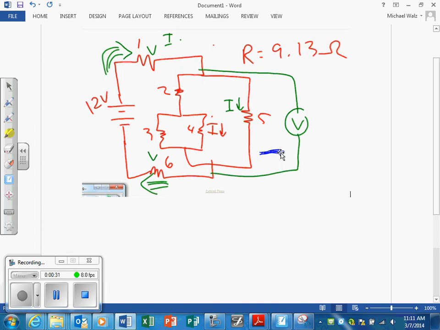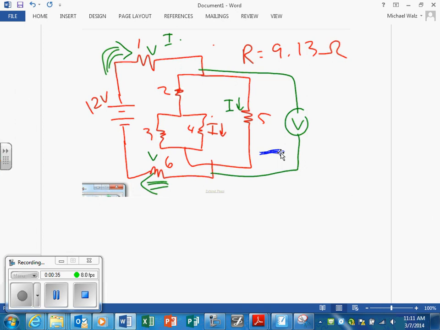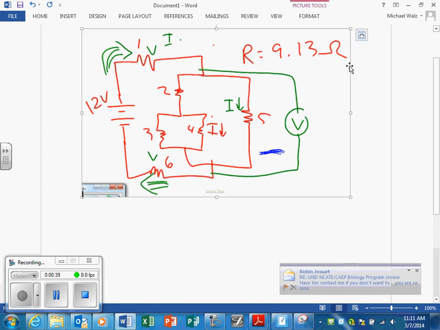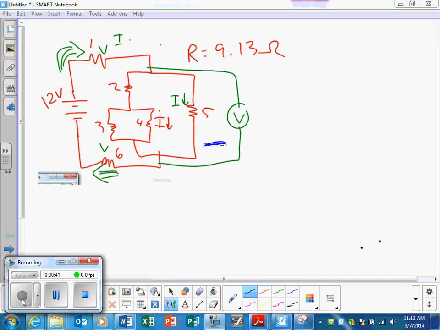And the first thing we want to do is, like where we left off yesterday, we figured out the overall resistance was 9.13 ohms. Okay, so there's no questions about that. We all figured out how to do that much, right? And so the next thing that I would do then, and I'm going to label these I's.